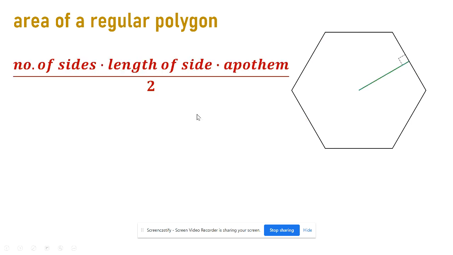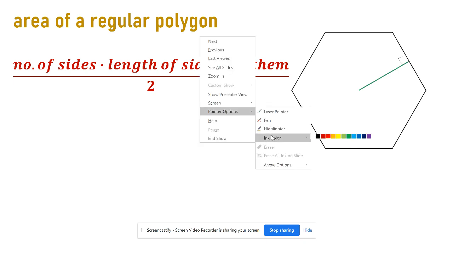And we have this formula that we can use for any regular polygon, regardless of how many sides it has. And it's number of sides times the length of one side times the apothem divided by 2. And I'm going to show you really quick why this works the way it does.